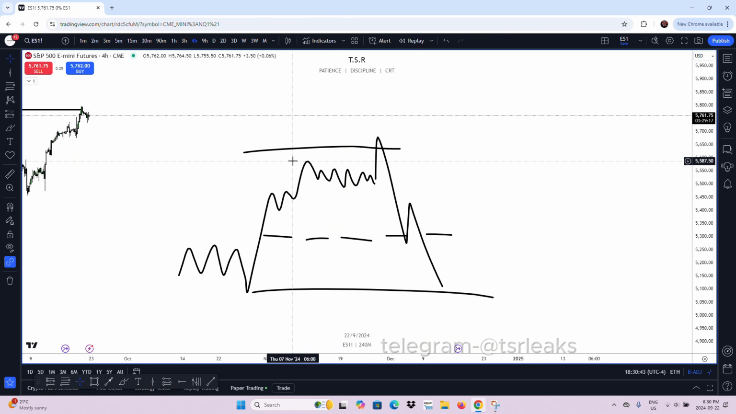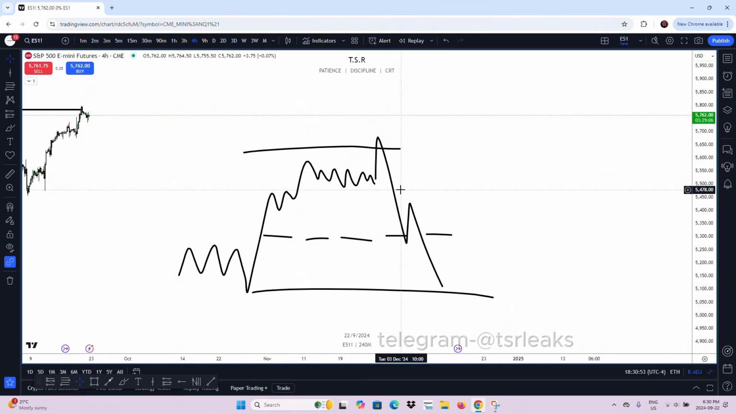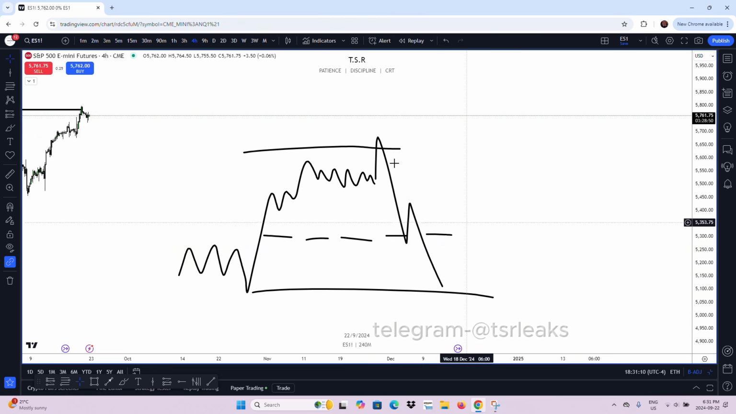We expand, price stops the expansion and starts to range. Where are we ranging? Below a key level. Price will then only do one of three things. Price will manipulate that high and start to expand lower. Or price will manipulate a low, expand into the high, and immediately reverse back down.